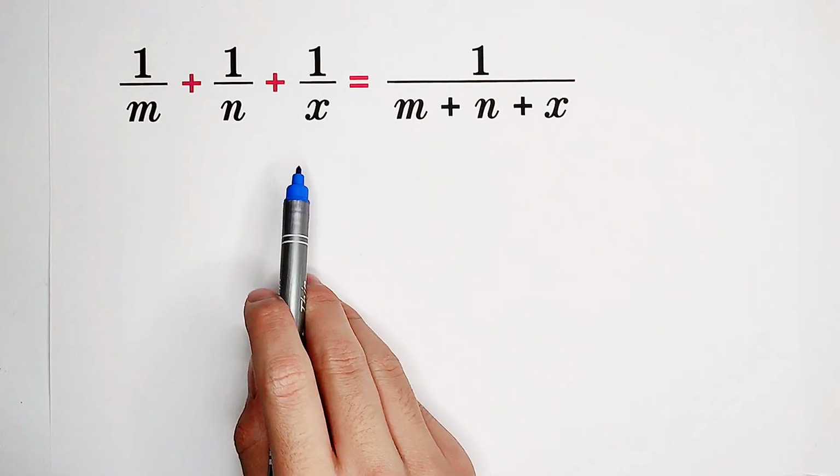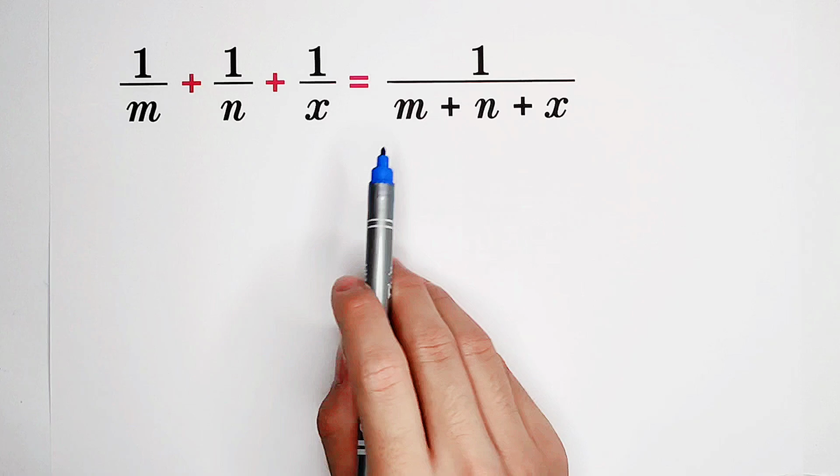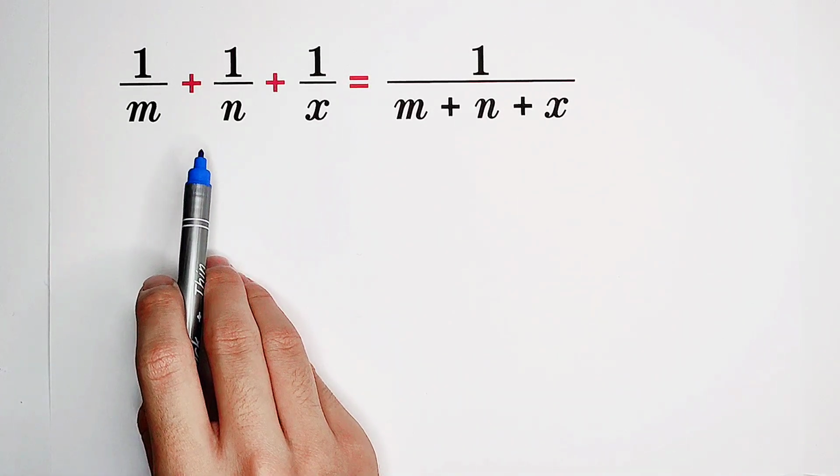Solve for x such that 1/m + 1/n + 1/x = 1/(m+n+x), where m and n are non-zero real numbers.